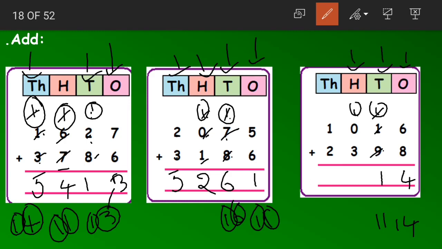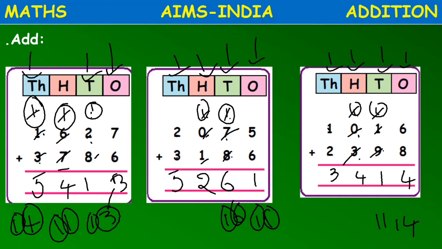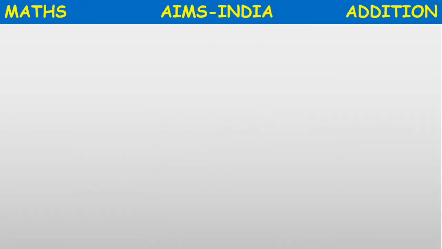In the hundreds place we have 1, 0, 3. 1 plus 0 becomes 1. 1 plus 3 becomes 4. And in the thousands place we have 1 plus 2 which is equal to 3. The correct answer is 3414. Yes children? Yes. So these were the correct answers for yesterday's homework.